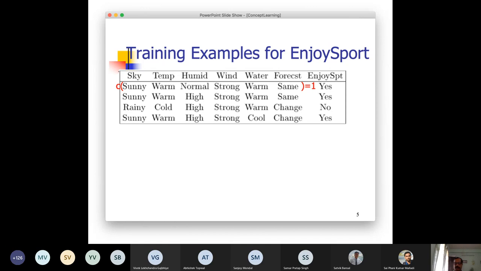Then it is 1. Forecast same. I hope you have understood that you are predicting something with respect to, say, today's attribute set. You are considering the observations on a particular day, and you are predicting for something, for example, the next day. So these are all context dependent.